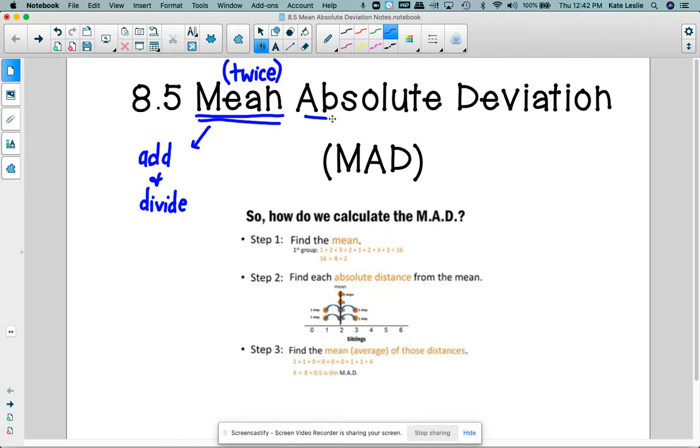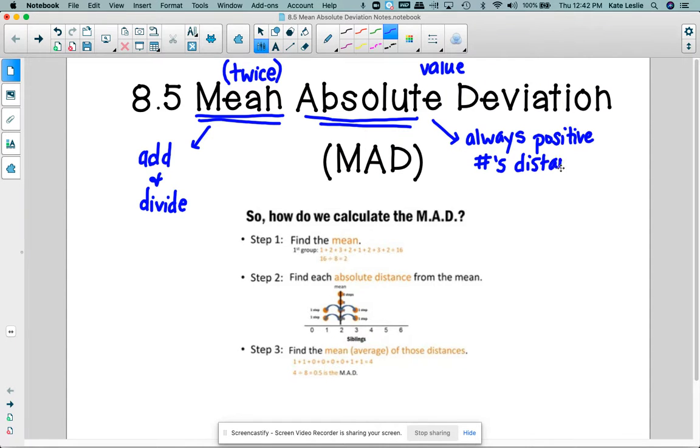The second part is this word absolute. You guys might also know this as absolute value. Let's briefly talk about what that means. We know that absolute value is always positive, and we know that absolute value is a number's distance from zero on a number line.